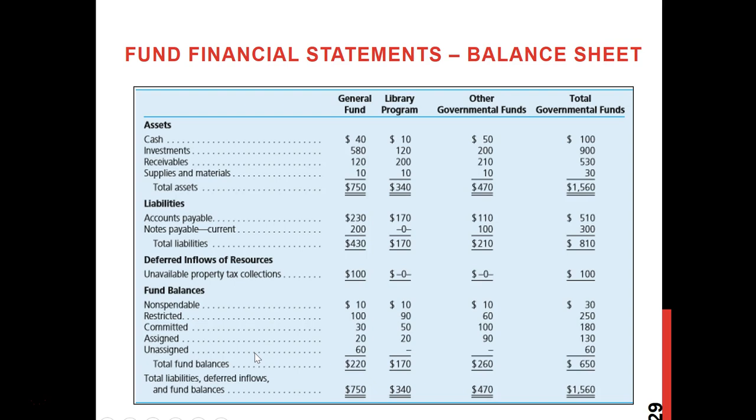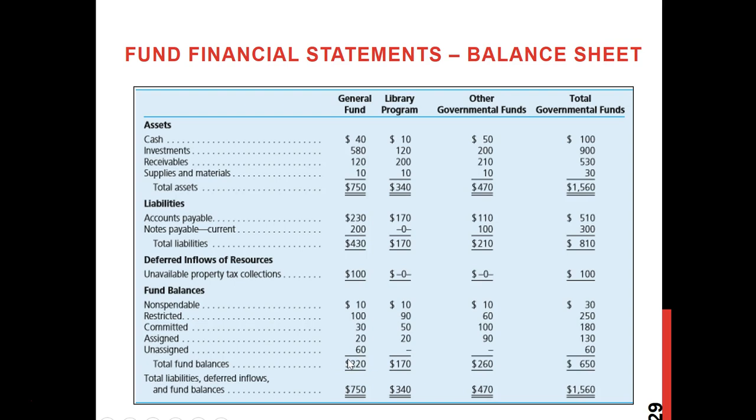So assigned means those funds are held for specific purposes, and they keep those funds aside. Not necessarily imposed by higher-level decision-making authorities in the government, but they are for specific purposes. On the other hand, the last classification is the unassigned part.